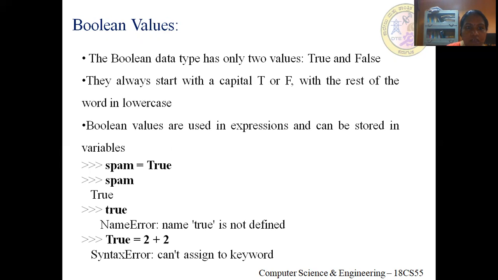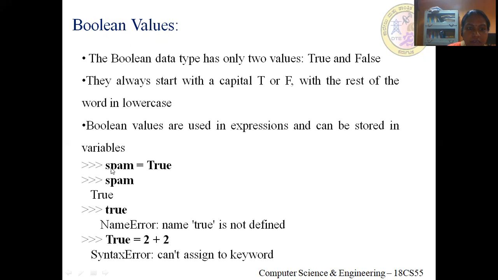So, Boolean values. The Boolean data type has only two values, True and False, where in True the first letter T is a capital letter, and in False also the F is a capital letter. Boolean values are used in expressions and can be stored in variables also.